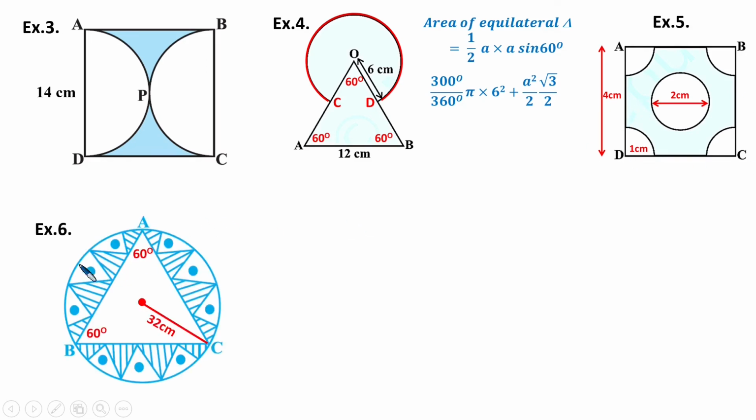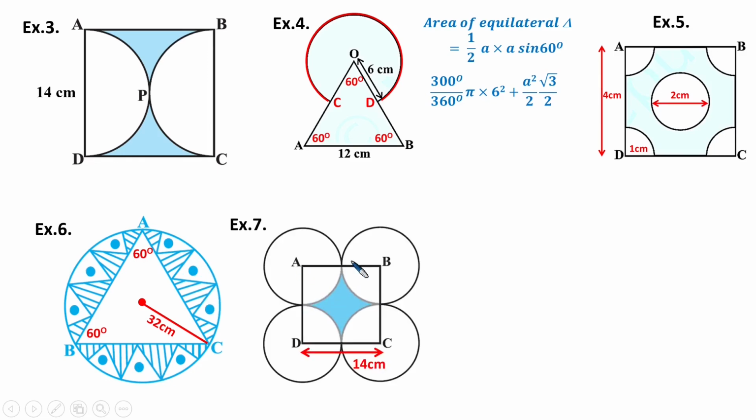Here, in all these problems, you have to find the area of the shaded region. So these are the shaded regions. So you know the radius is 32 centimeters. So you know the area of the circle, you know the area of a triangle, you subtract it. So you will get the area of this designed shaded region.